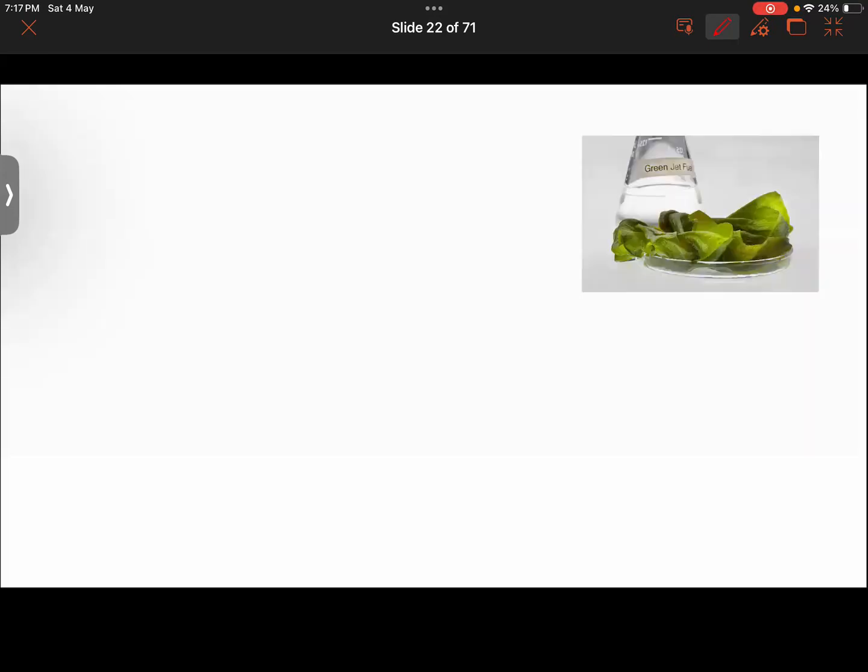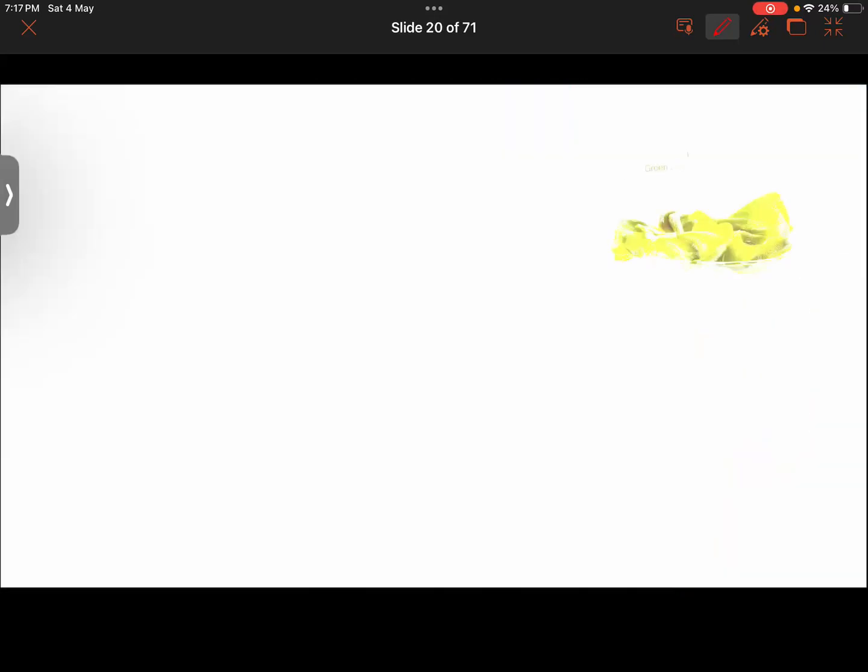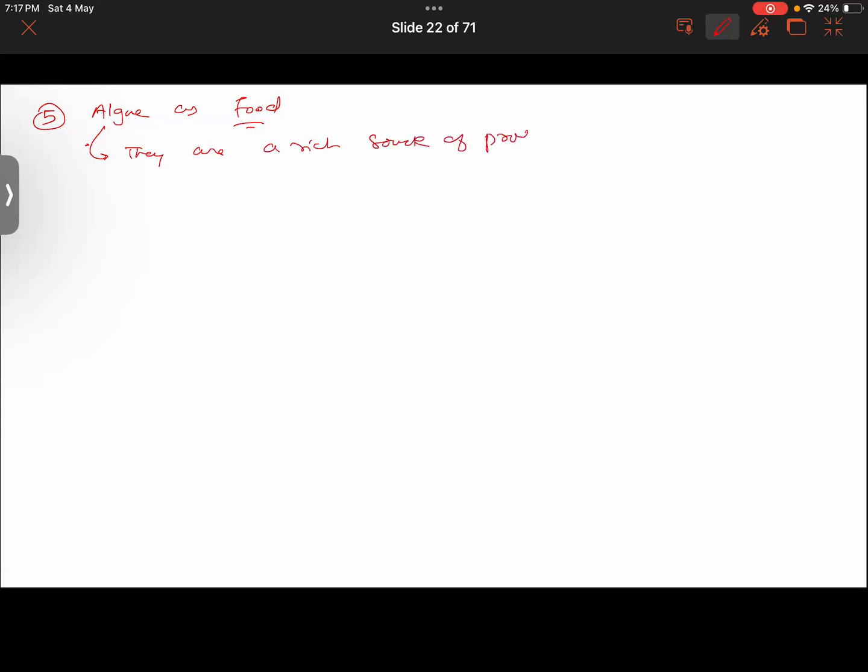So this would be point number 5. Algae as food. Why would we be using it? Because they are a rich source of protein. Thereby they would be added in different foods to enhance the nutritional property. Is that clear to everyone or not? Yes, sir. Okay.